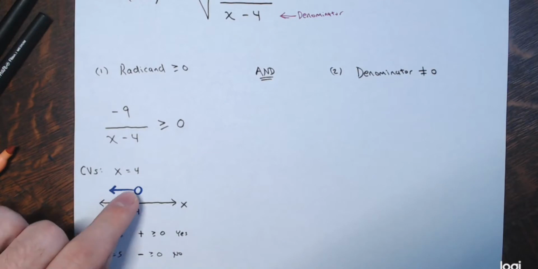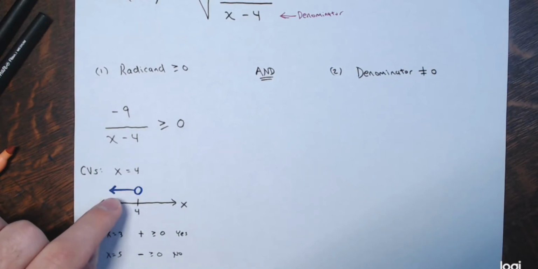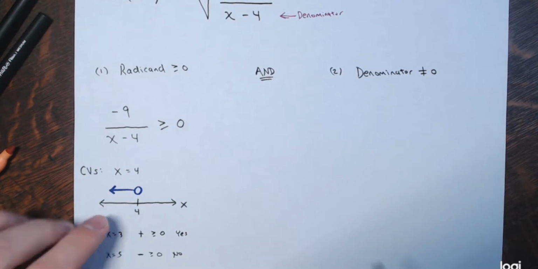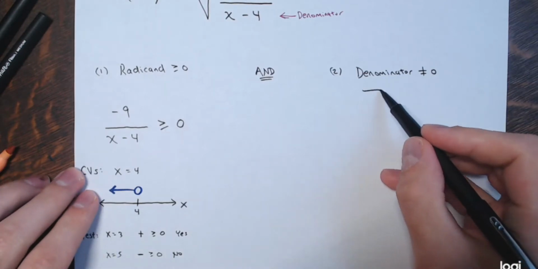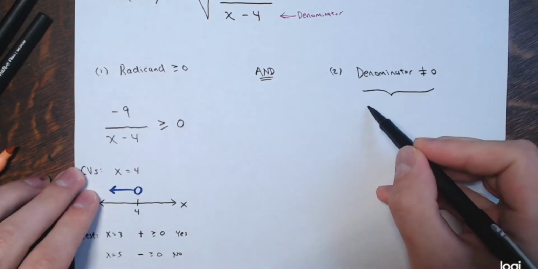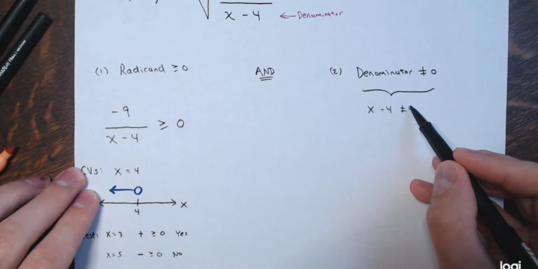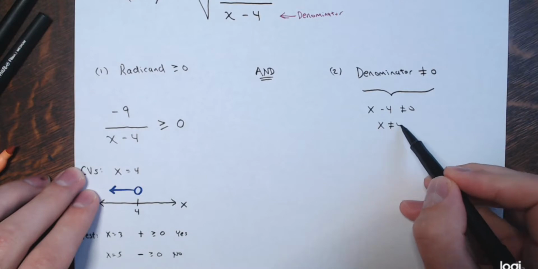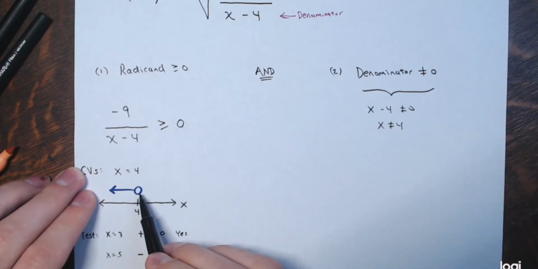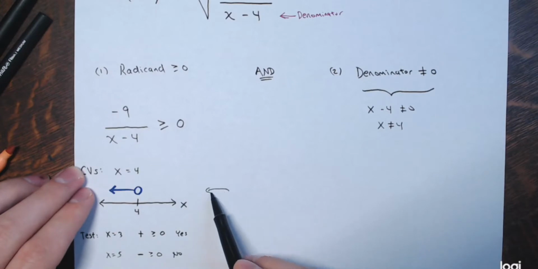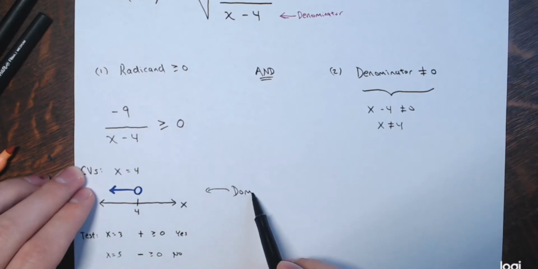Alright, so these numbers are allowed to be plugged in. All the numbers less than 4, but not 4 itself, right? And again, that's because of the denominator thing, right? The denominator of this fraction was x minus 4, and that can't be 0, meaning that x cannot be 4, which we've already indicated here with the open point. So there's the domain, this picture. There's the domain when I put both of these considerations together.